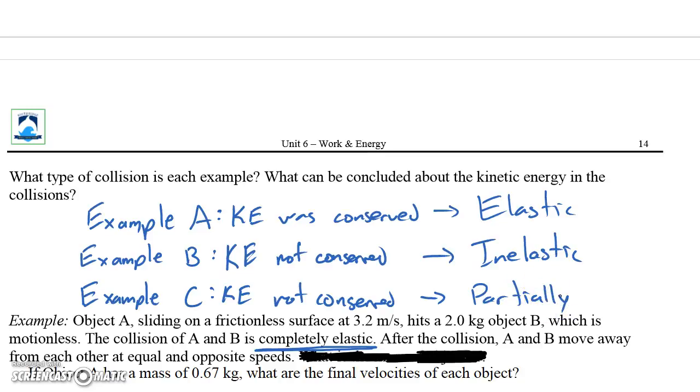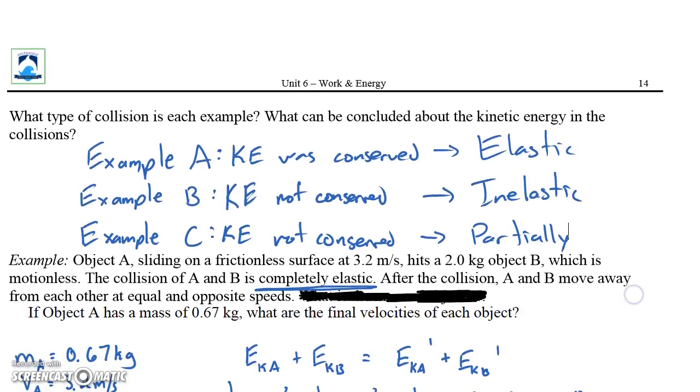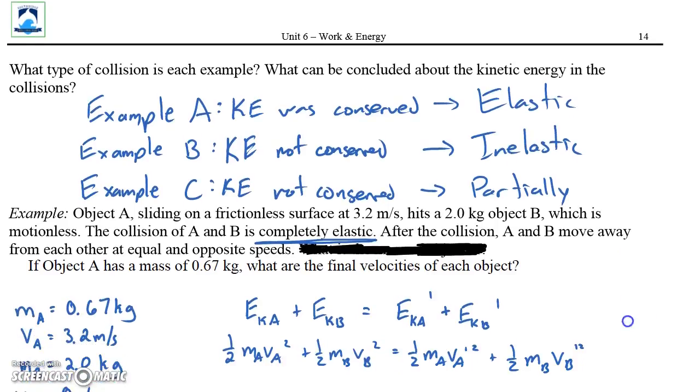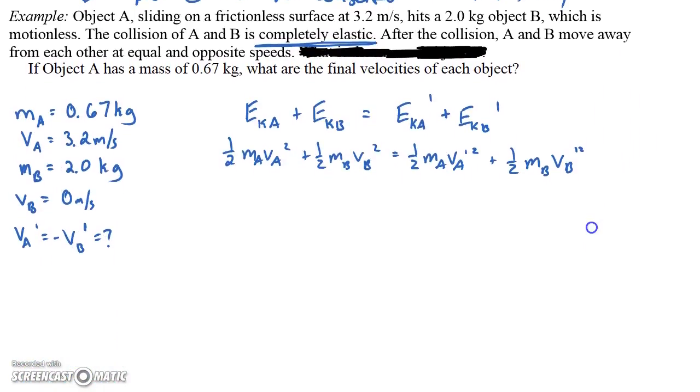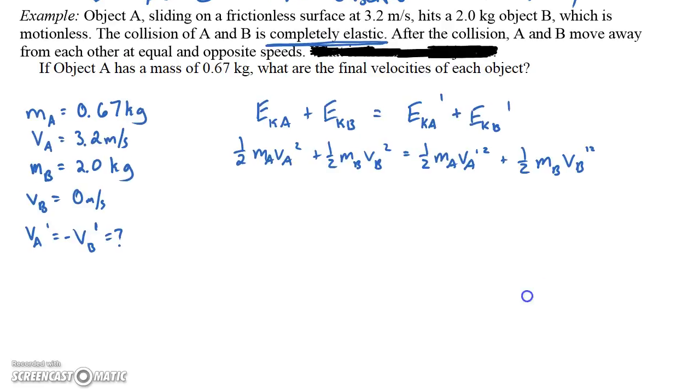So elastic collisions, and this is the big thing here, elastic collisions, kinetic energy is conserved. And so that's how we can differentiate between an elastic collision and a partially inelastic collision or a completely inelastic collision, something we couldn't do before with conservation of momentum. So let's take a look at this example and see how we can use this to solve it.